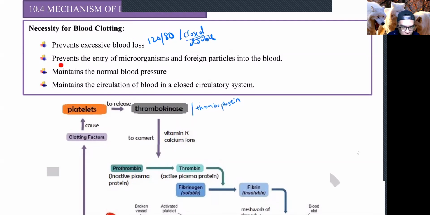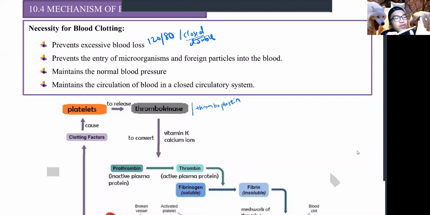Number two, prevent the entry of microorganisms and foreign particles into the blood. Number one, we prevent something from going out; number two, we prevent something from coming in, which is microorganisms. That's why when you're bleeding, if you have any cut, you need to go and wash your wound. This reduces even further the microorganisms that enter your wound.